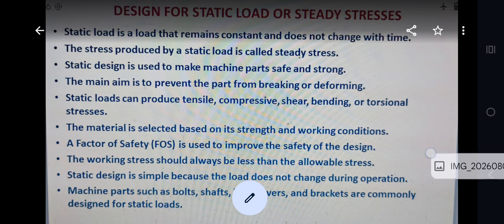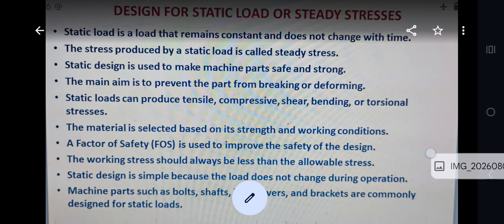Types of stress. Students, static loading can produce different types of stresses. There are 5 types of stresses. One is tensile stress, second one is compressive stress, third one is shear stress, fourth one is bending stress, fifth one is torsional stress. Let's understand each one.